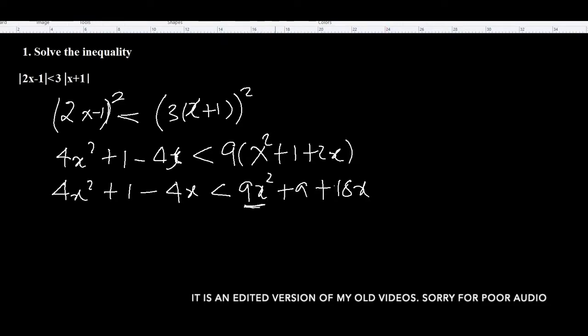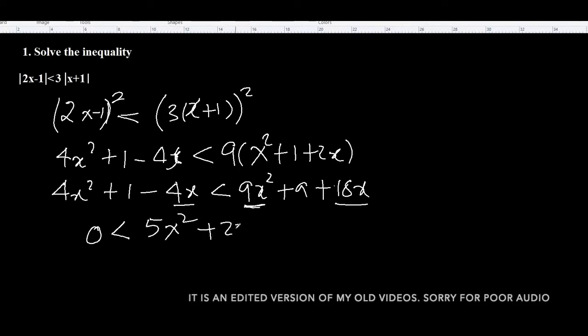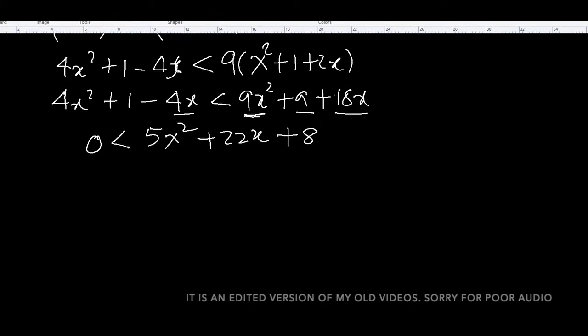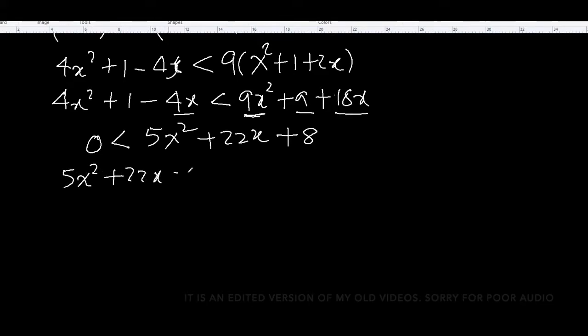Since 9x squared is more, let's bring everything to the right side. So it becomes 0 is less than 9 minus 4, 5x squared, 6x plus 4x, 10x, and this will be 1 minus 1. Alright, so let's swap the places, right? So we do better. 5x squared plus 10x is greater than 0, right? Because this one is greater.